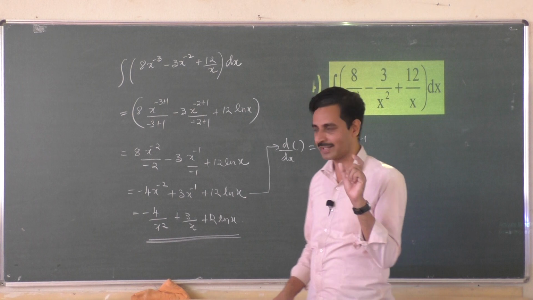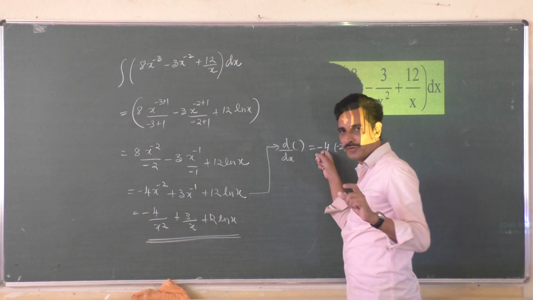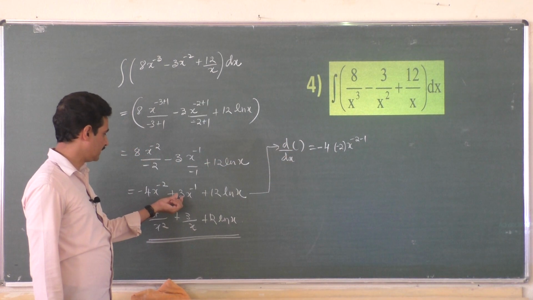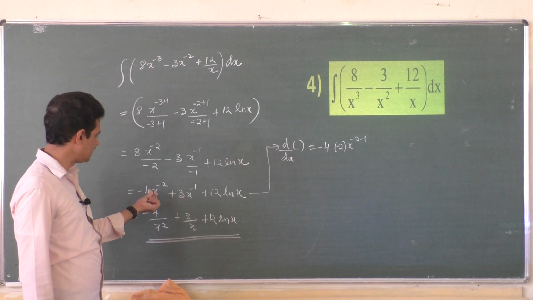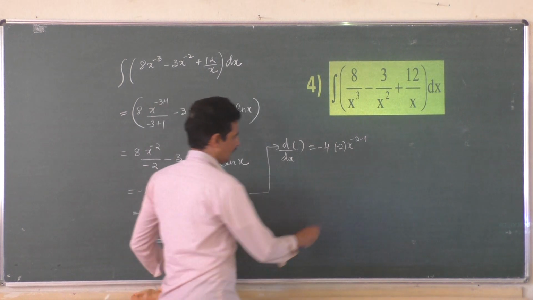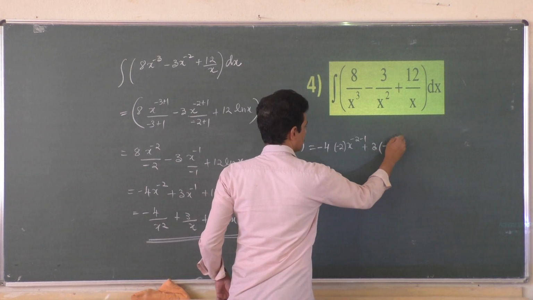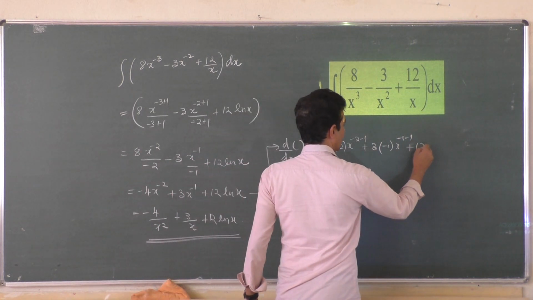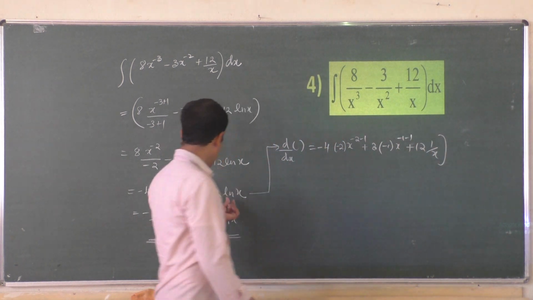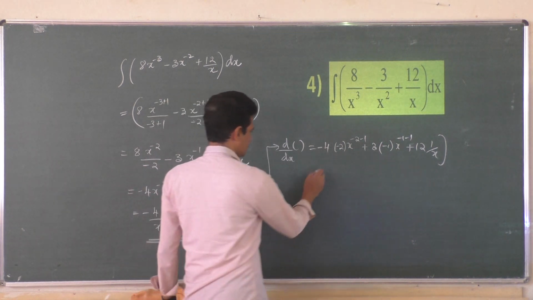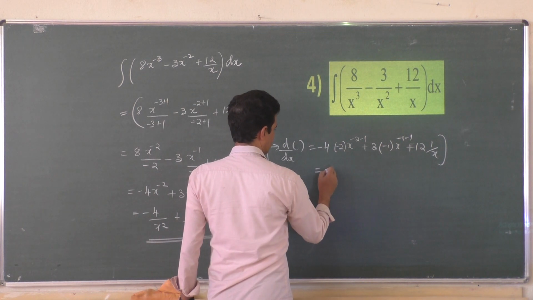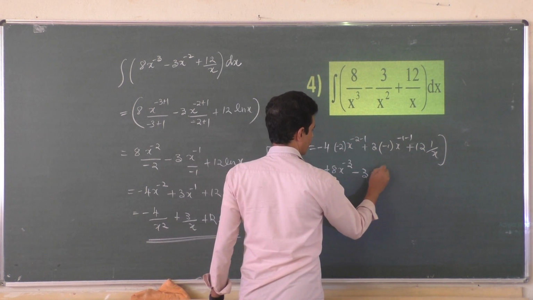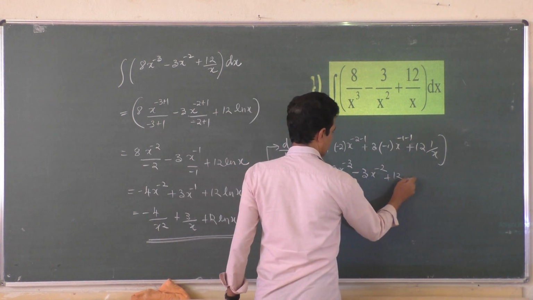Now it may get a little confusing. You will forget this formula. Minus 4, differentiate, we are doing. Minus 4, n x to the power n minus 1, minus 2 x to the power minus 2 minus 1, plus 3 into minus 1 x to the power minus 1 minus 1, n x to the power n minus 1, plus 12 ln x, 1 by x. Differentiation of ln x is 1 by x. That is equal to minus 4 times minus 2, plus 8 x to the power minus 3, minus 3 x to the power minus 2, plus 12 by x.